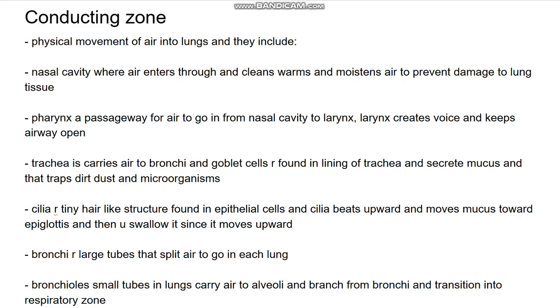And then basically your bronchi are long tubes that split air into each lung, and then bronchioles are small tubes in the lungs that carry air to the alveoli. They branch from the bronchi and help transition into the respiratory zone. Your bronchi are large tubes that make air go through each lung, and bronchioles are small tubes that branch out from the bronchi and carry air into the alveoli, and it also transitions into the respiratory zone.